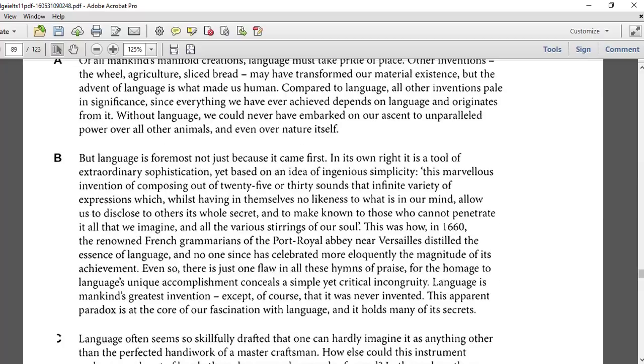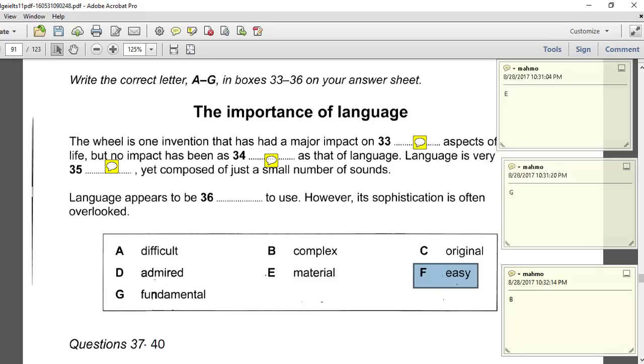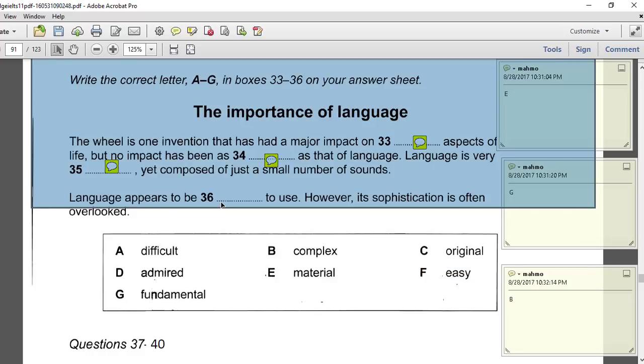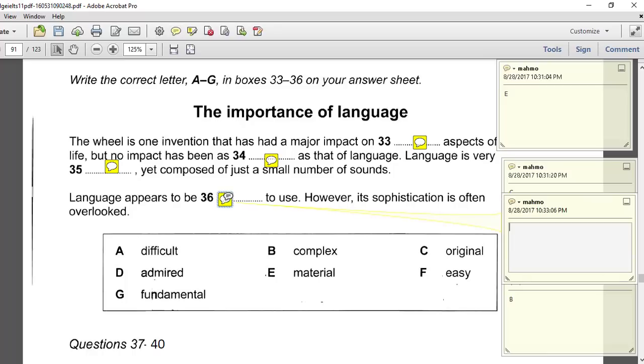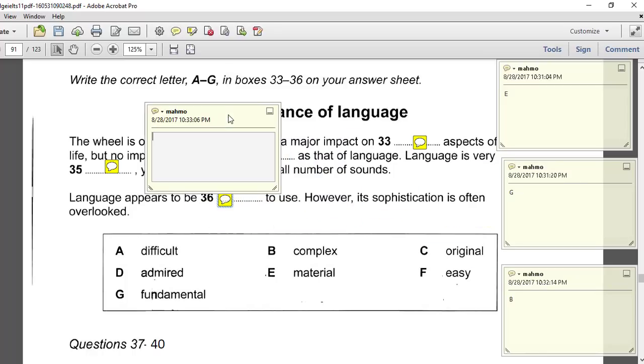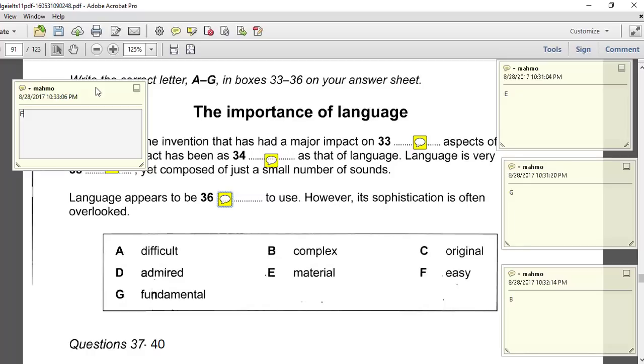No, not here. Get back. This marvelous invention of composing two people. Its own to extraordinary sophistication, yet based on an idea of genius simplicity. I think simplicity, I don't know. I think it's easy. Yeah, language appears to be easy, however, its sophistication is often overlooked. Easy. And yeah, so the answer is F. Because here in the passage it says simplicity.